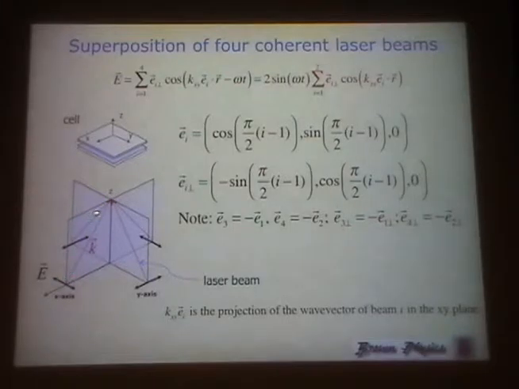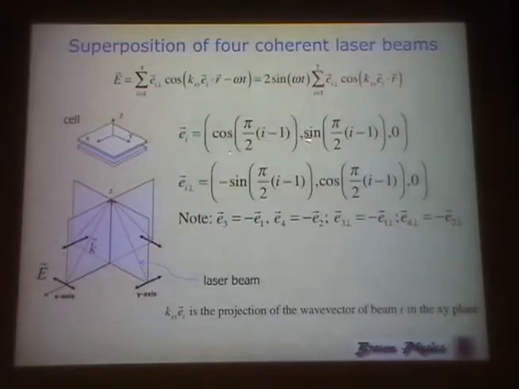K is the wave vector. As you'll see, and I think you can tell by looking at the geometry, what will be relevant to us is the projection of K into the xy plane. So that's what I'll denote as KXY. And so all I'm doing is looking at the superposition of these 4 coherent laser beams in this geometry.